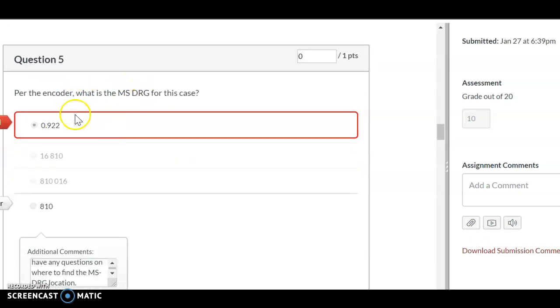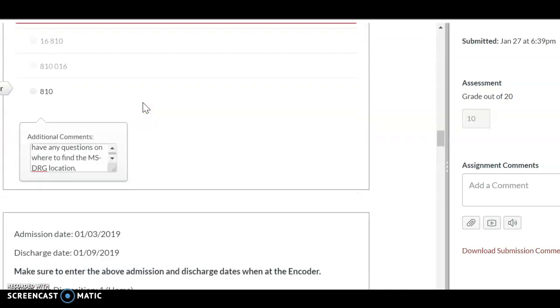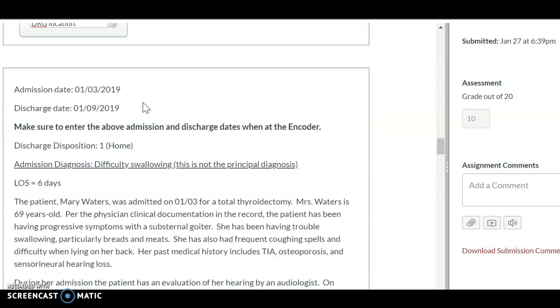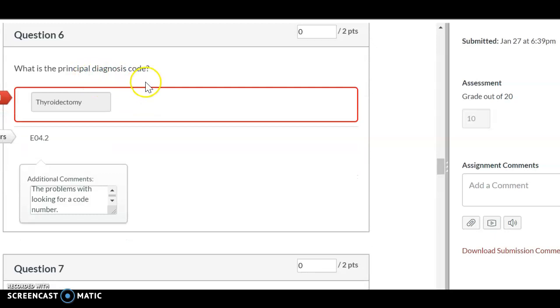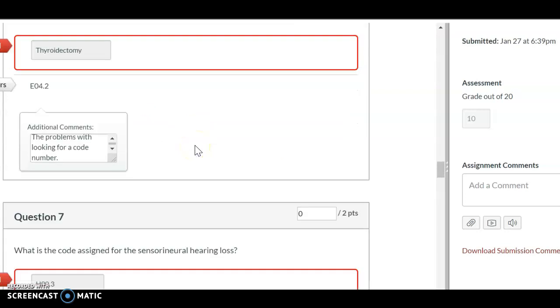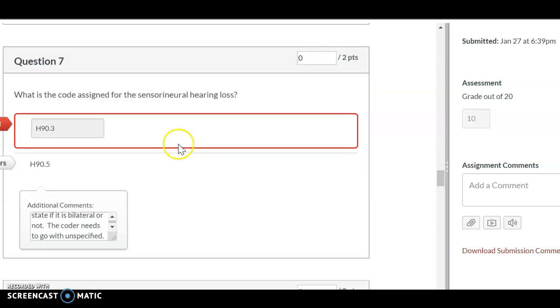I'm not for sure, and we're going to go over this. I just want to make sure you know where the MSDRG is. I am using the 3M system, but I do have it pulled up, so we're going to go through that. I needed the principal diagnosis actual code for this, not the statement. I needed the E04.2.